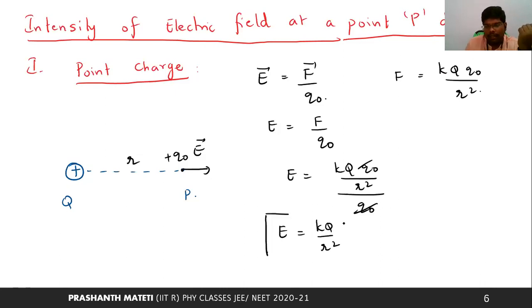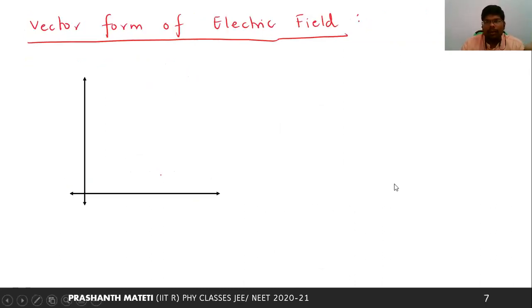So a point charge will produce a field strength at the point that depends upon r. As you go far away, the field strength will decrease, and as you go to infinity, the electric field becomes zero. And now for the complete representation, we know the magnitude and we know the direction.